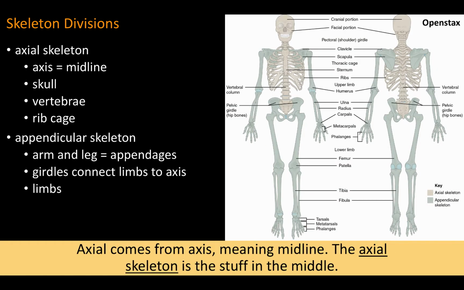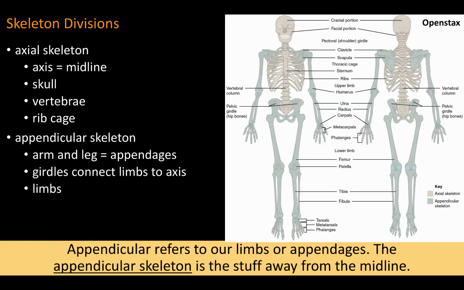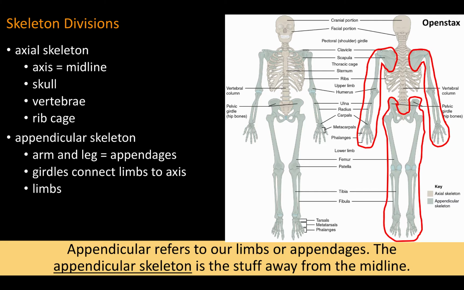Axial comes from axis, meaning midline. The axial skeleton is the stuff in the middle. The axial skeleton includes the skull, vertebrae, and rib cage. Appendicular refers to our limbs or appendages. The appendicular skeleton is the stuff away from the midline.